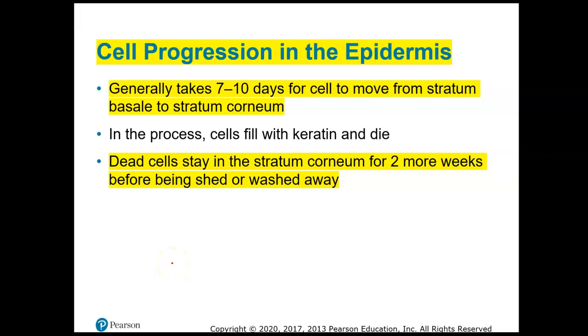You may be interested to know how long it takes, once a cell is produced in the stratum basale, for it to be shed. So I guess the life cycle of a skin cell. It takes about a week for the cell to move all the way from the deepest layer, the stratum basale, to the stratum corneum. But then after that, dead cells can stay in the stratum corneum for 2 weeks. So anywhere from 2 to 3 weeks is normal.